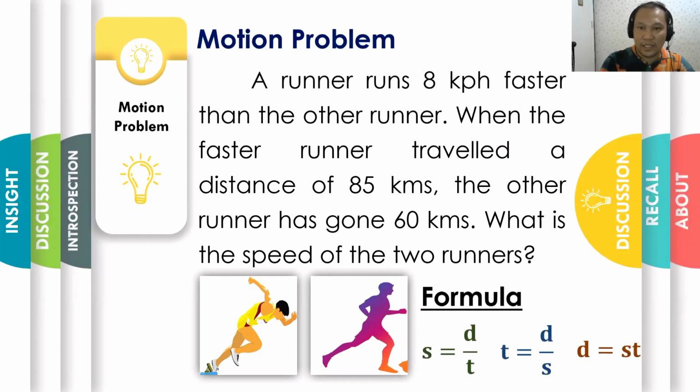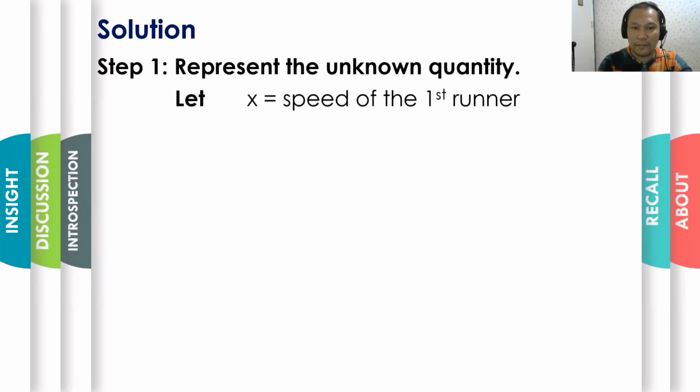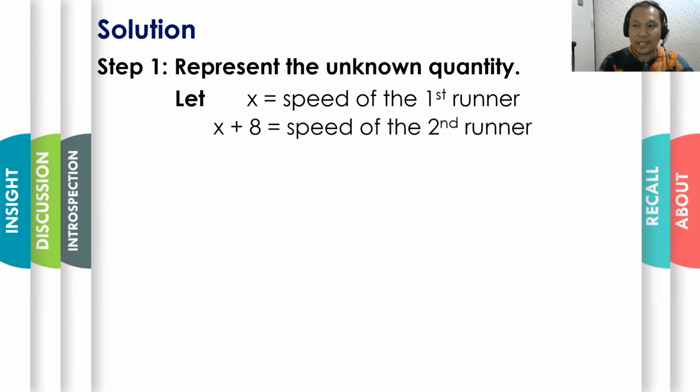Now, in this context, let us first go with our representation of the unknown quantity. First, represent the unknown quantity by letting x be the speed of the first runner, since we are talking about the speed of the first and second runner. Now, the second runner will be 8 kilometers per hour faster than the first runner. Thus, if x is the speed of the first runner, the second runner will be x plus 8.